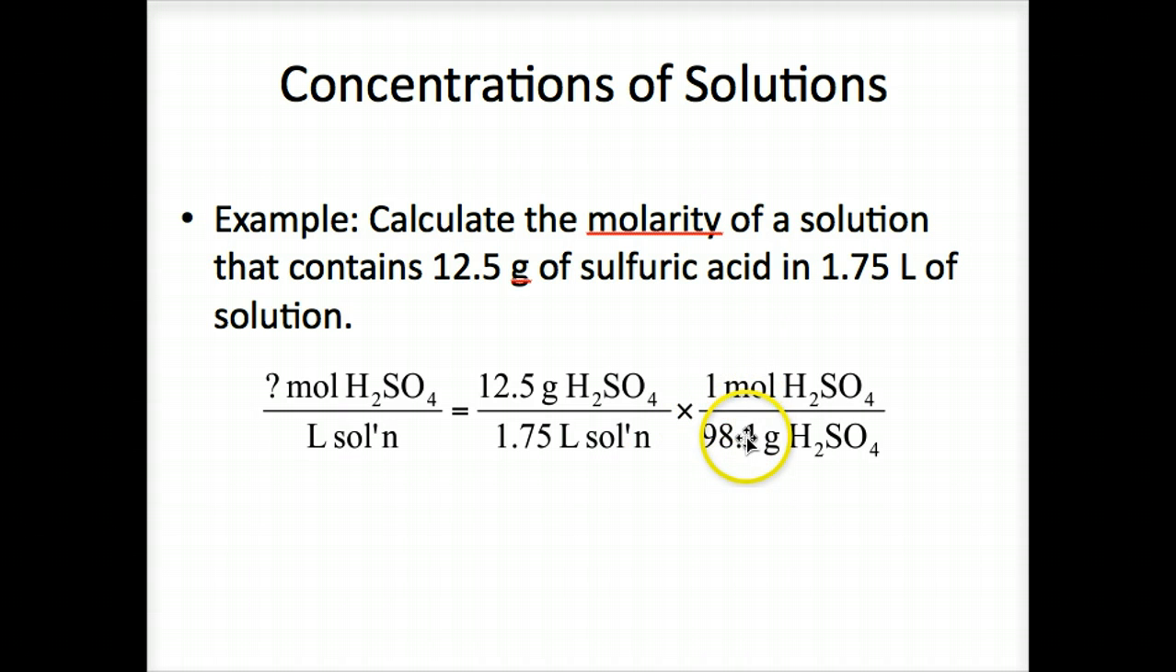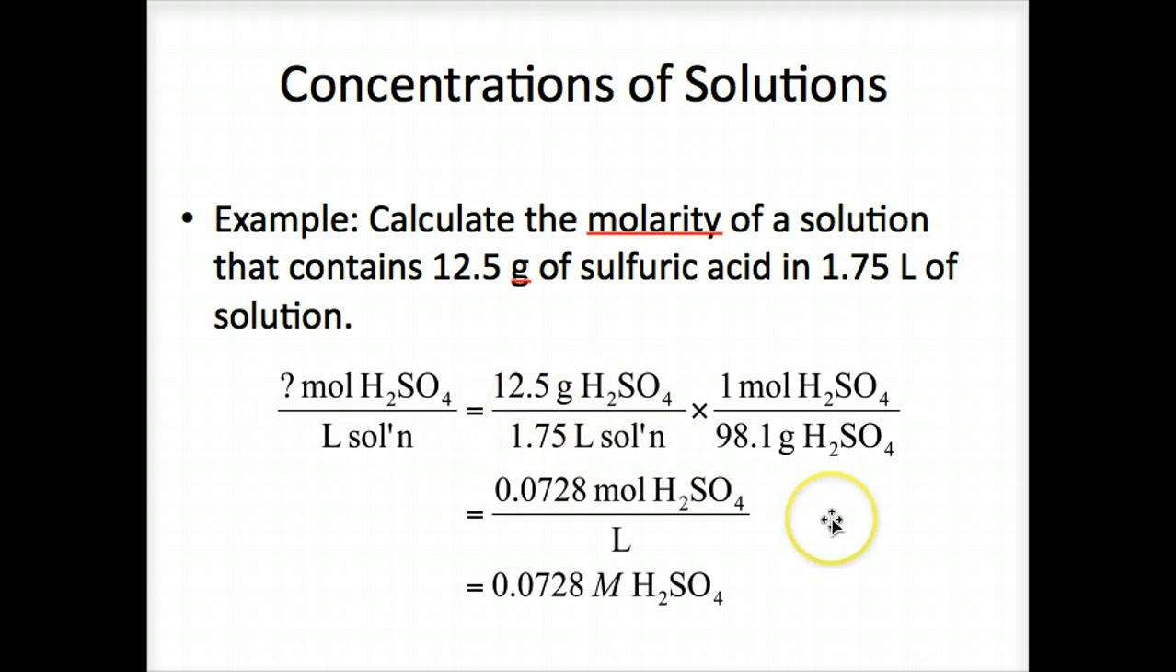I must then use my conversion factors, add up the weight of sulfuric acid from the periodic chart, just like we did before, 2 hydrogens, 1 sulfur, and 4 oxygens, and that is 98.1 grams in every 1 mole. These grams here will cancel out with these grams here, and I will be in moles of sulfuric acid over liters of solution, which will be molarity. The molarity of that solution is 0.0728 molar.